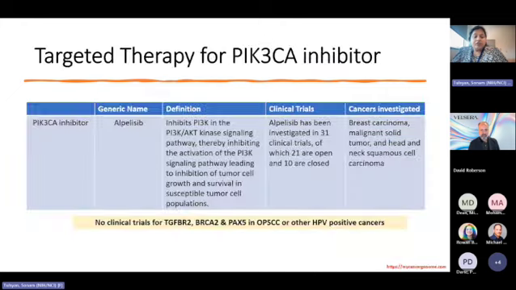This is one thing we should note for the future: there should be more targeted therapy options for HPV positive cancers.